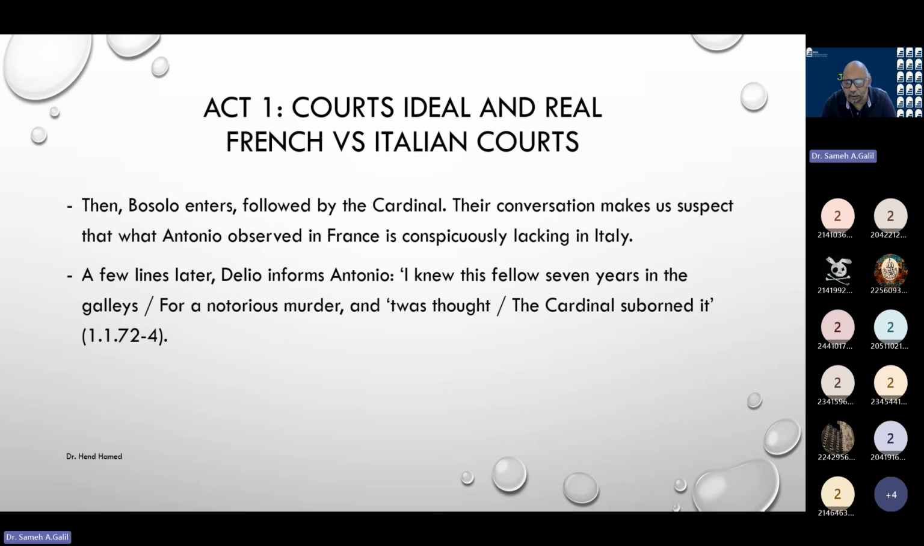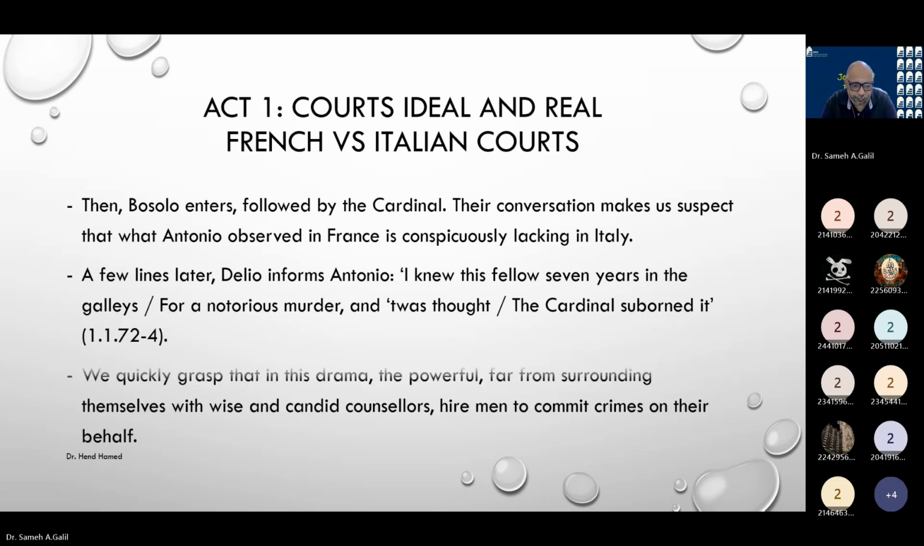about Bussola, saying that I knew this fellow, 7 years in the galleys for a notorious murder, and it was thought the cardinal suborned it. Delio is telling Antonio that Bussola has just come out of prison because he was charged with murder. He murdered somebody, and people are rumoring that the cardinal, who is a royal family member and the brother of the Duchess, is the one who ordered the killing. So again, if anything, it tells you about the corruption in the Malfi royal court.